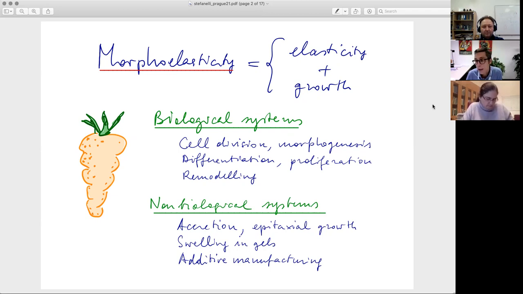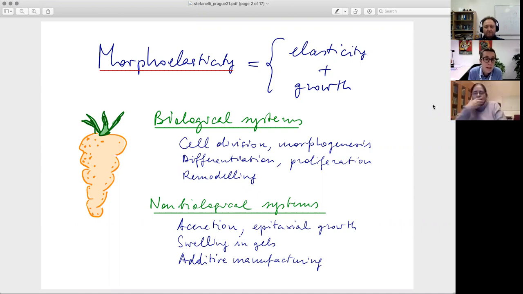And remodeling, this is also very important. Remodeling is the effect of living systems changing their internal structure or maybe their density without changing shape. For instance, a bone which is subject to some load will usually get thicker and thicker, denser and denser.